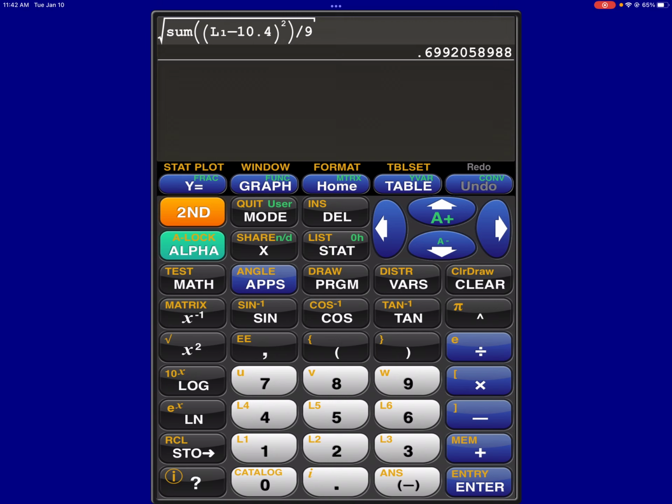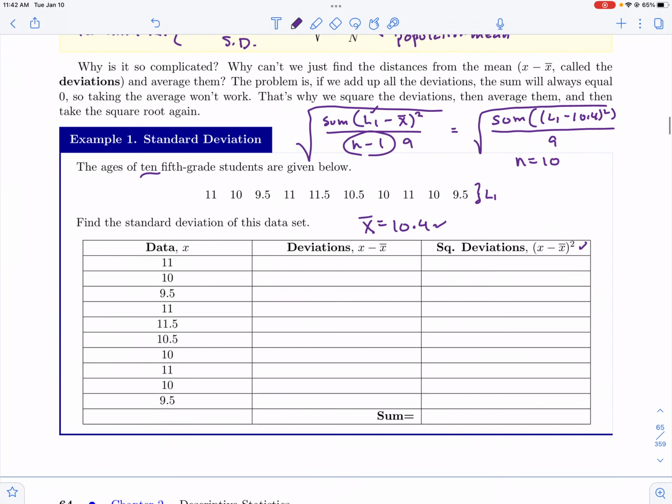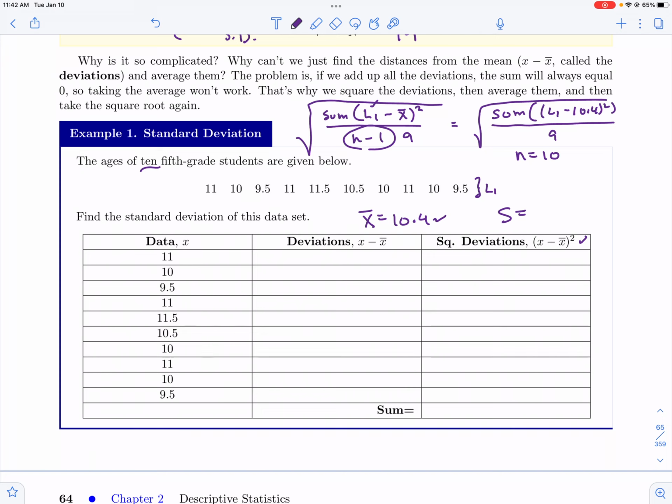Good. So we got 0.6992, which appears to be our standard deviation for this data. Let me write that down: 0.6992, our standard deviation. This is sample data that we're working with, so I want to use lowercase s instead of sigma, which would be population data. So our s is 0.6992. If that's a little confusing, don't worry about it too much.